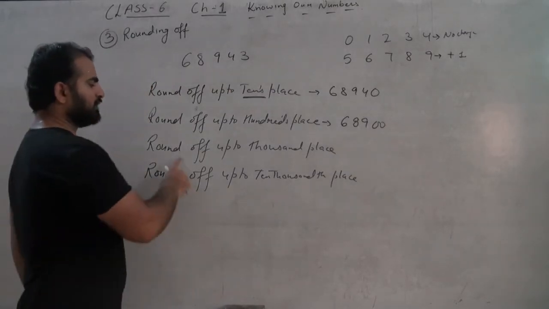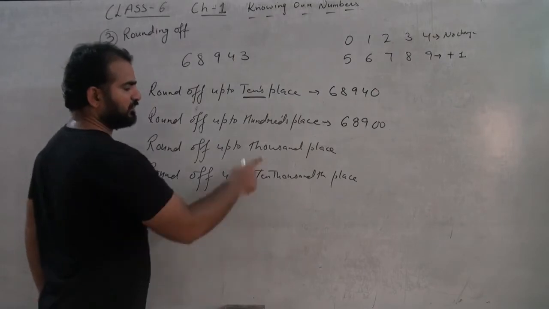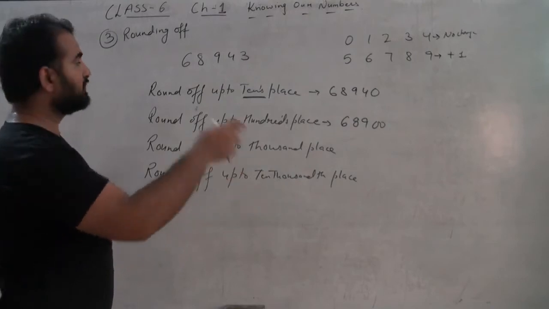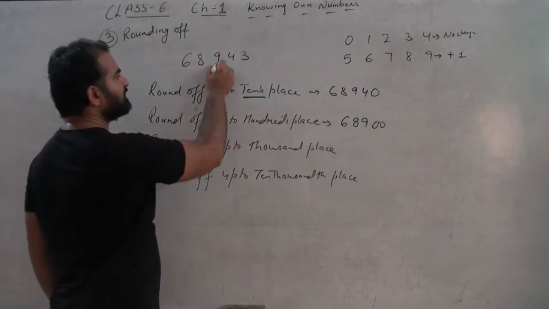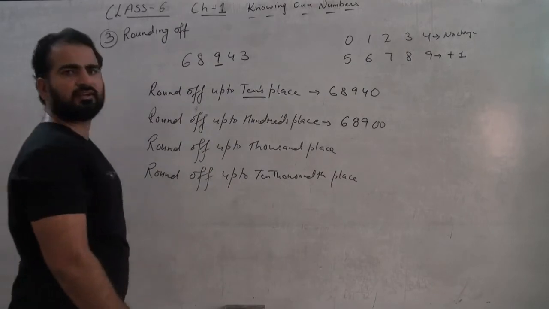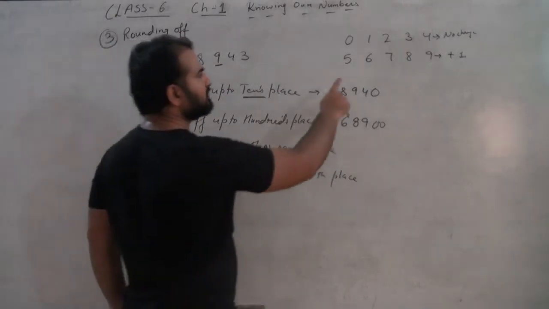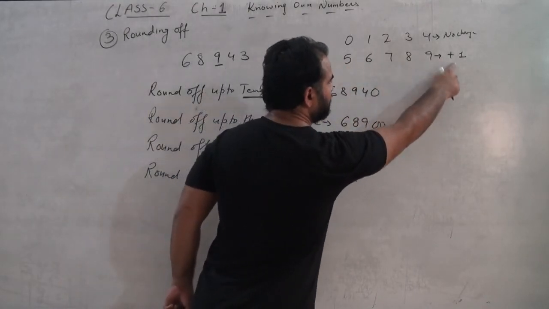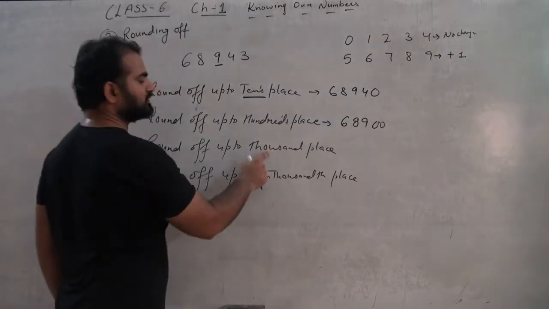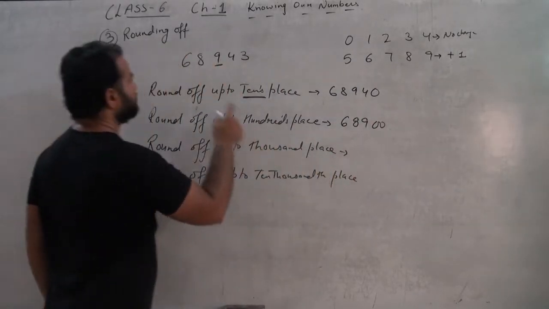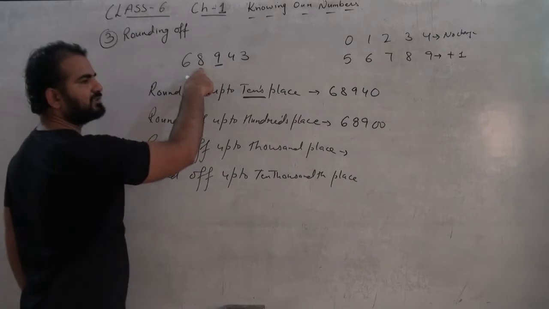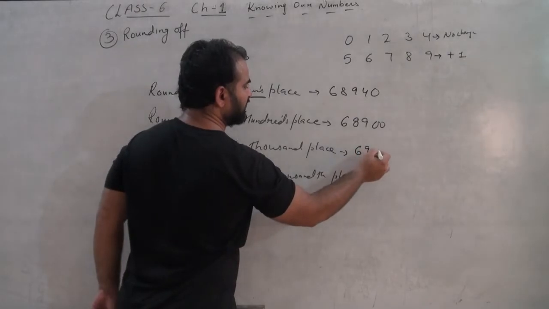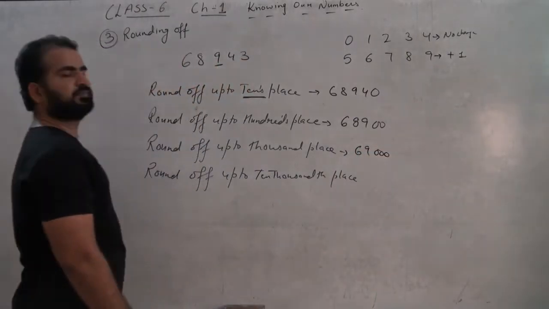Now round off up to thousands place. Now we will check at the hundreds place. At hundred place it is 9. I have told you earlier, if it is 5, 6, 7, 8 or 9, then we have to add 1 at the thousand place. It will be 68 plus 1, 69, and the rest of all will be 0.